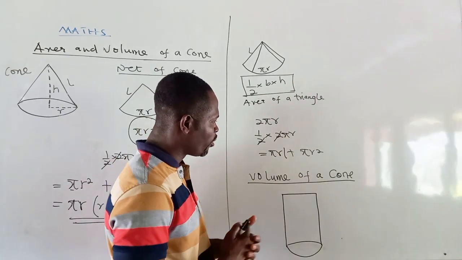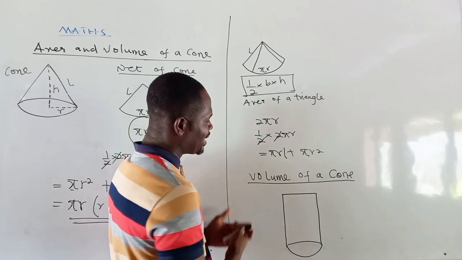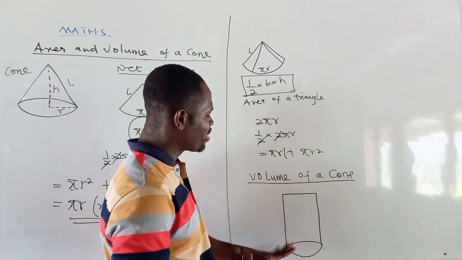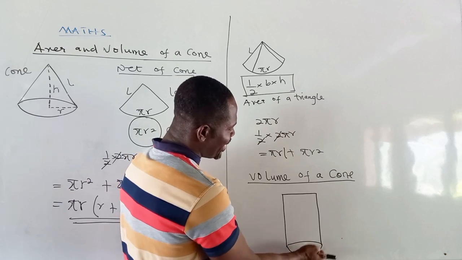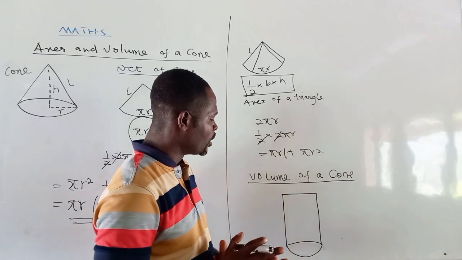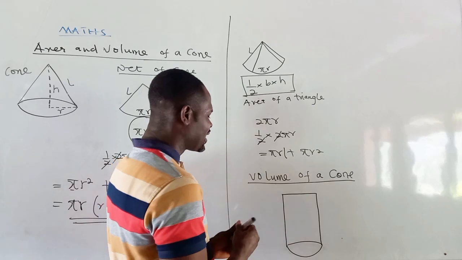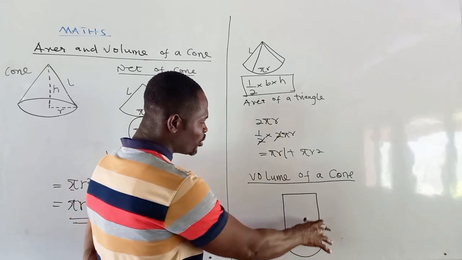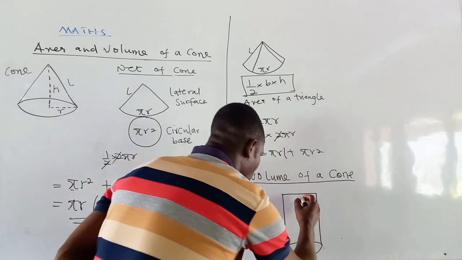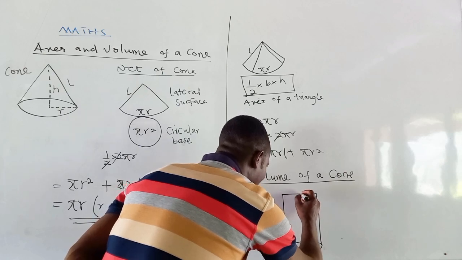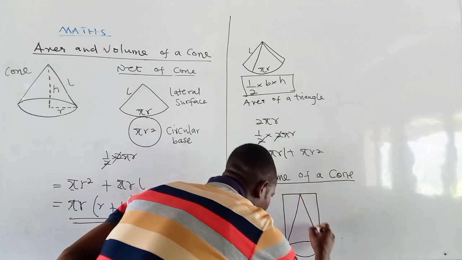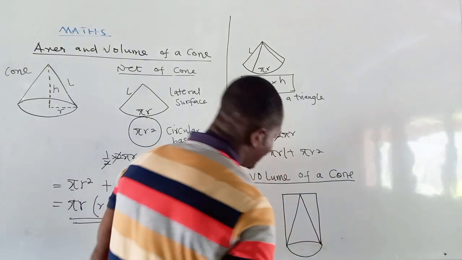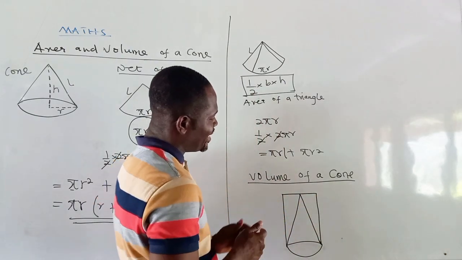In order to find the volume of a cone, first we have to look at the volume of a cylinder. When we look at this cylinder, we have the base, so the area of the base times the height gives you the volume. Now we want to put a cone into this cylinder. So let's see how the cone is sitting in the cylinder.